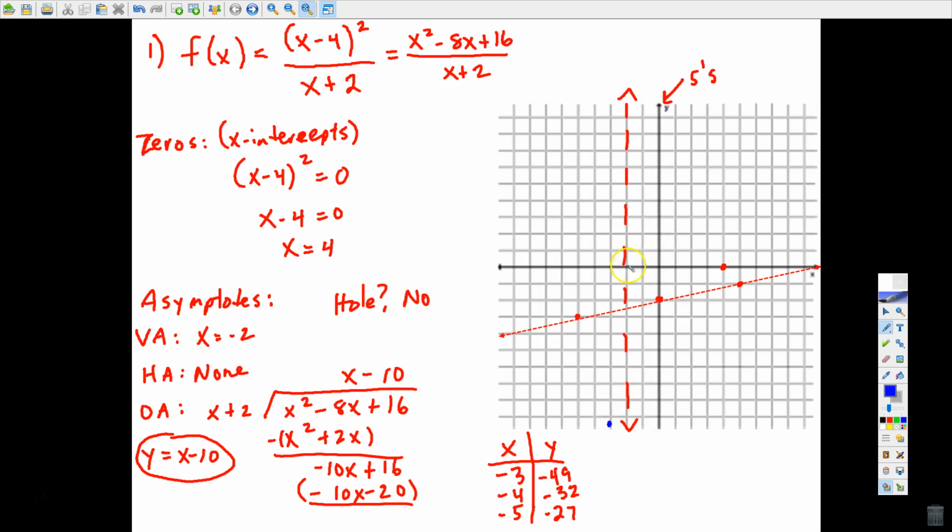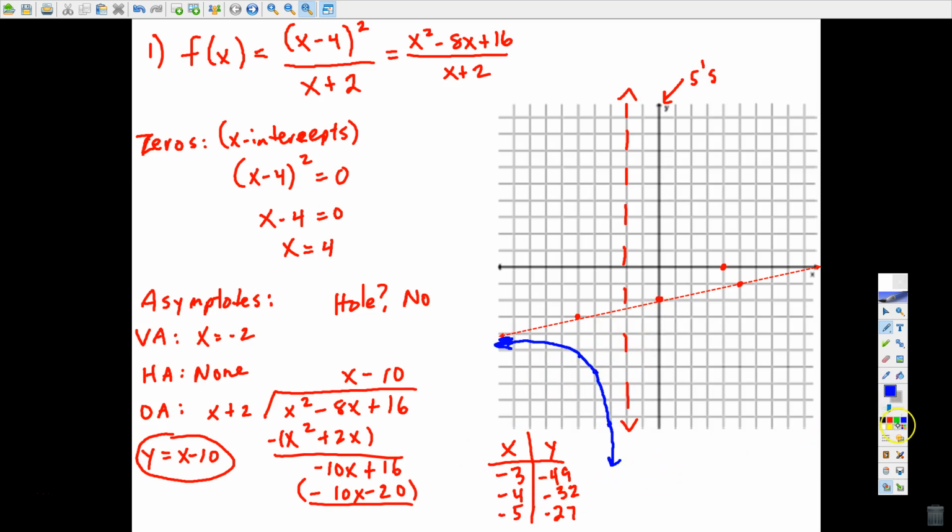Okay, so for -4, we go -32, and just a little bit lower. And for -5, -27. This is 25. And I can kind of get an idea. It's going to curve around, and I'm just going to use my oblique asymptote as a guide and this vertical asymptote as another guide. And that is going to be the graph of one of the sections.